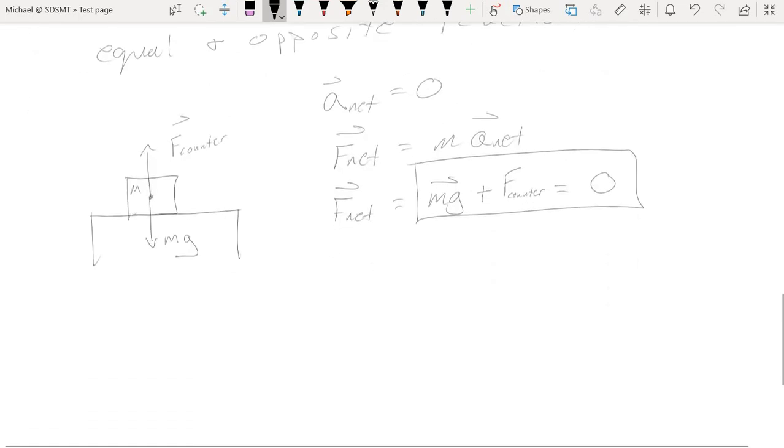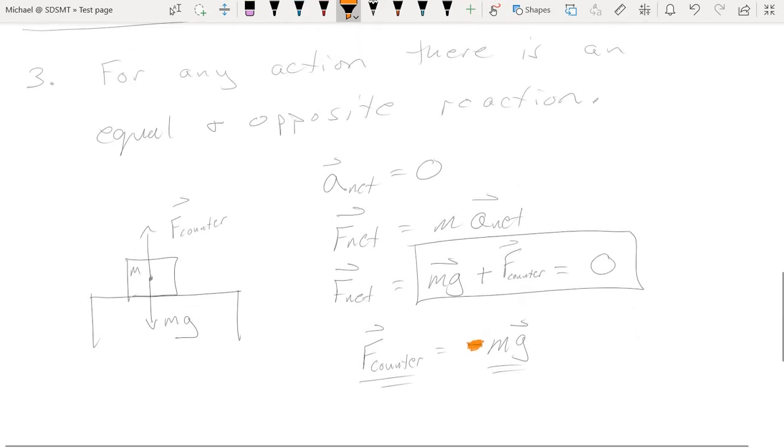Well, now if we take that and rearrange it algebraically, the counterforce would have to equal the negative amount of the gravity force. In other words, these two forces would have to have equal magnitudes, but they're pointing in opposite directions. So, equal and opposite reaction.